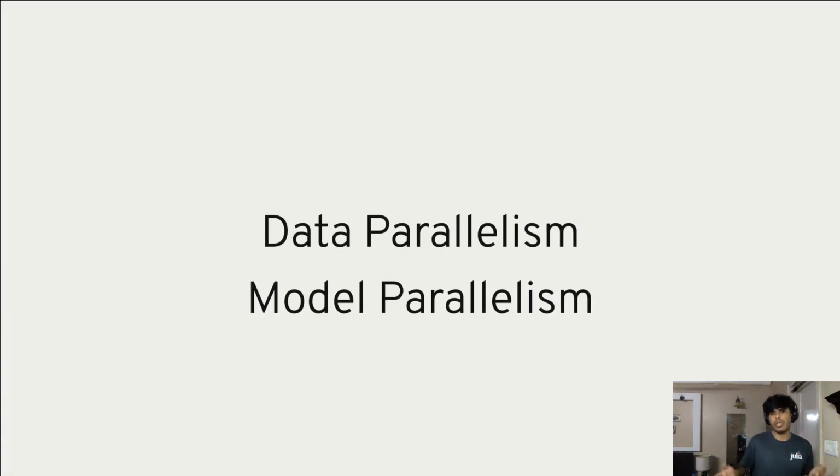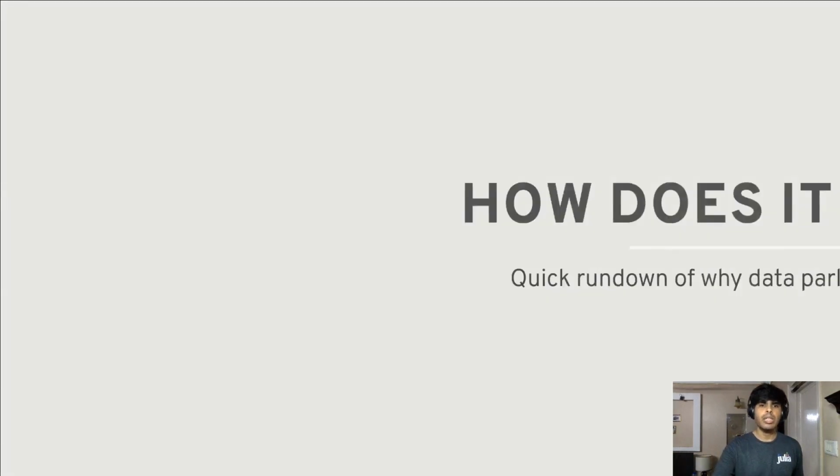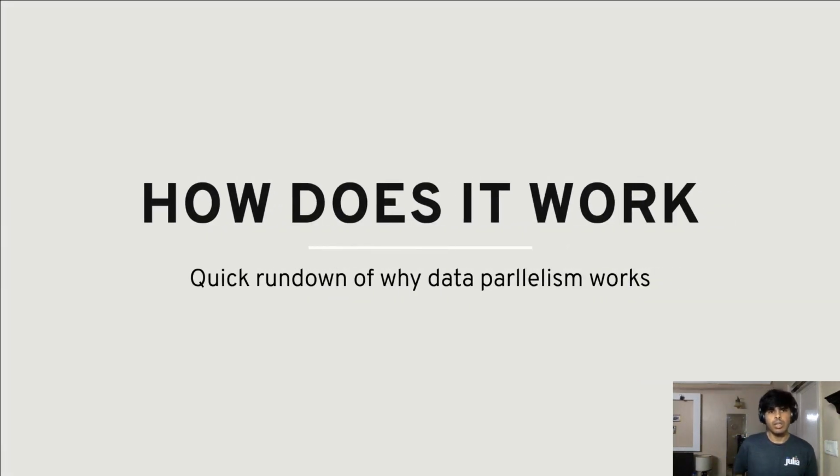So in this talk, I'm going to be talking mostly about two different strategies. One is data parallelism and the other is model parallelism. These are fairly standard practices, especially the data parallelism, and they have implementations in other packages as well. So it's about time that we had robust data parallelism in Flux too. So how does it actually work? Let's start with a quick rundown of what data parallelism actually is.